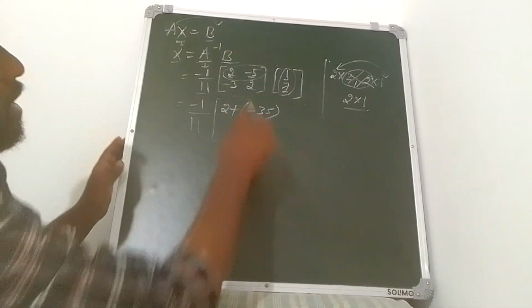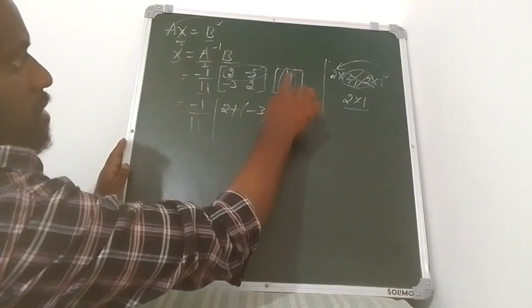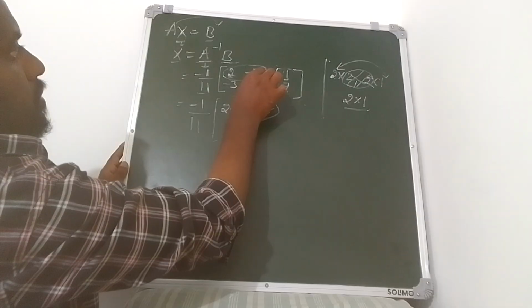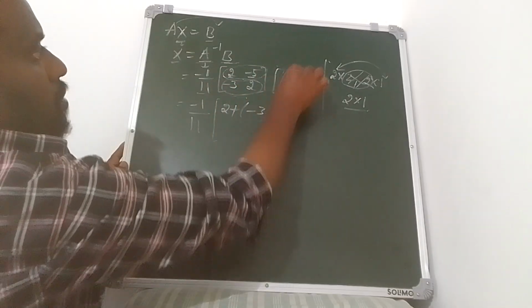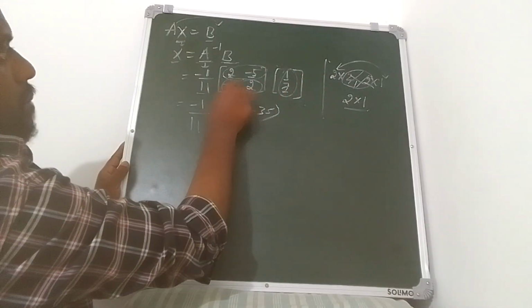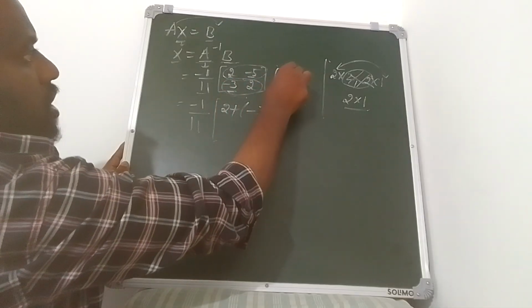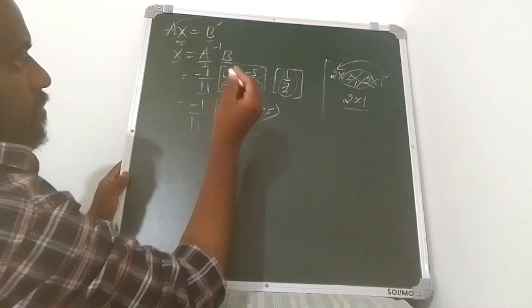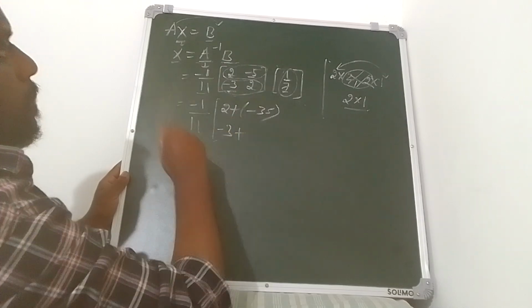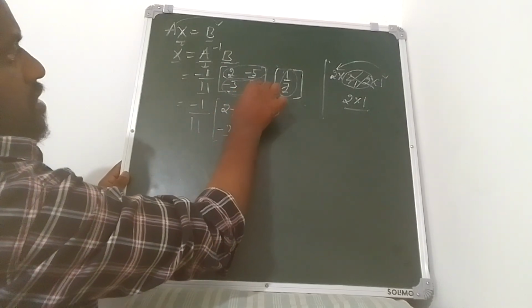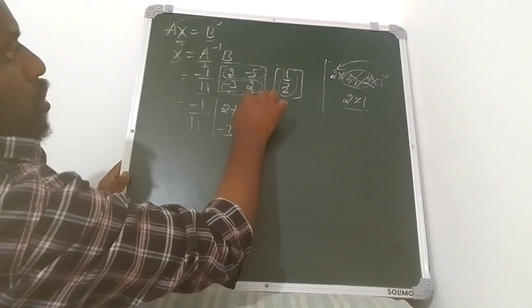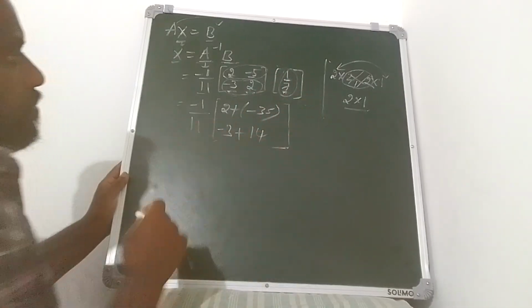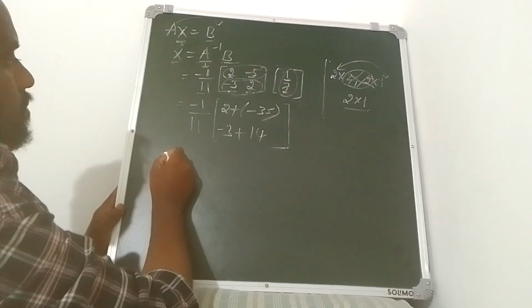Now while multiplying, first row and this column is done. Now I will consider this second row and this column. Consider first element. This is minus 3 first element, 1 is first element. Minus 3 into 1, minus 3. Next put plus. Consider second element, 2 into 7, 14. So close the bracket.